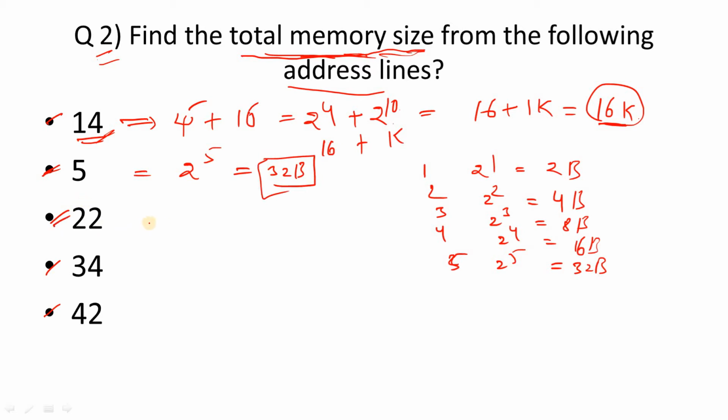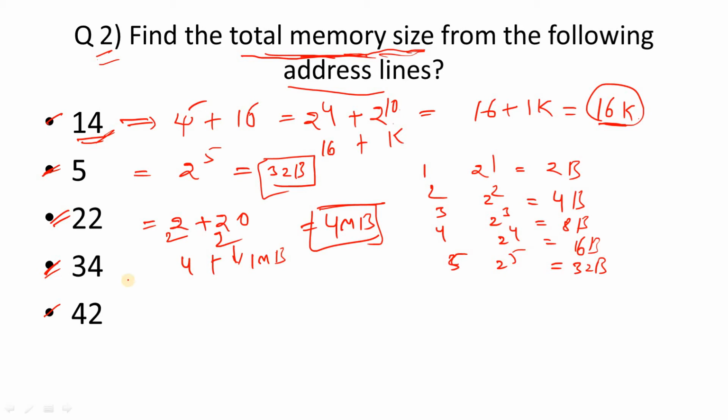Third case, 22. We are going to divide it as 2 plus 20. 2 power 20 is represented as 1 MB and 2 power 2 equals 4. So the total is 4 megabytes. The memory size is 4 megabytes.